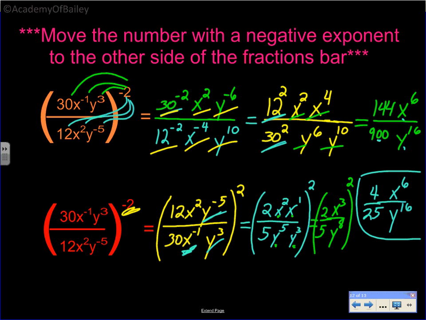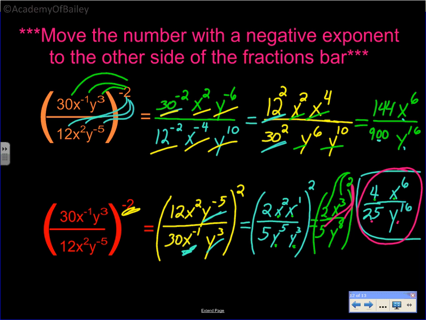And so now that power of 2 goes with everything inside. The power of 2, so what is 2 squared? That's going to be 4. What is x cubed raised to the second power? Well, multiply the powers, the exponents. 3 times 2 gives you x to the sixth. Now, 5 raised to the second power will give you 25. And y to the eighth to the second power here, multiply those exponents. 8 times 2 is y to the 16th.